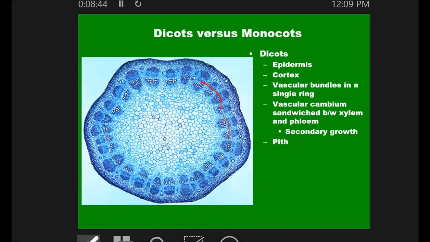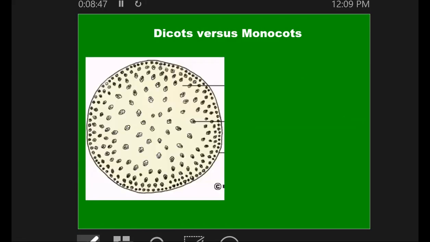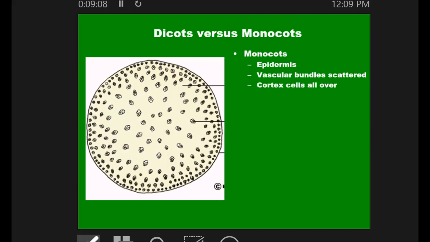Okay, so let's compare that to the monocot idea. Monocots, well, they don't have a ring of vascular bundles or tissue. They start with an epidermis on the outside, especially if it's young. Well, they won't really ever get bark. But then they have vascular bundles that are scattered throughout the whole stem tissue. And then we just say there's a bunch of parenchyma cells in between. They'll call it the cortex region. Okay? But again, the cortex region, when you look at it, it's a bunch of parenchyma cells mostly.